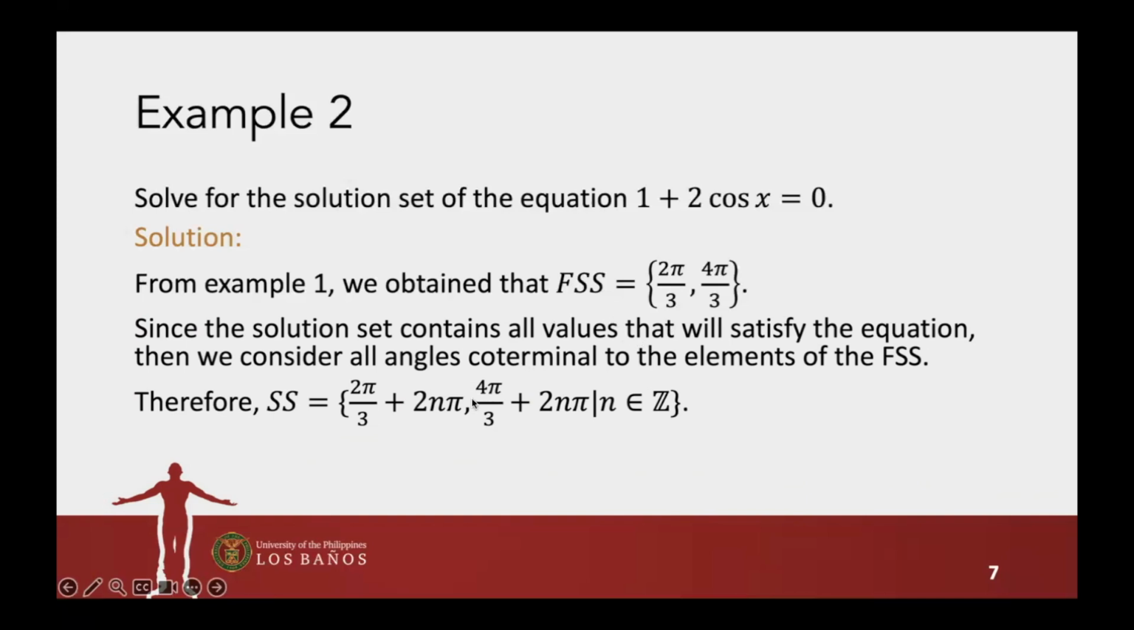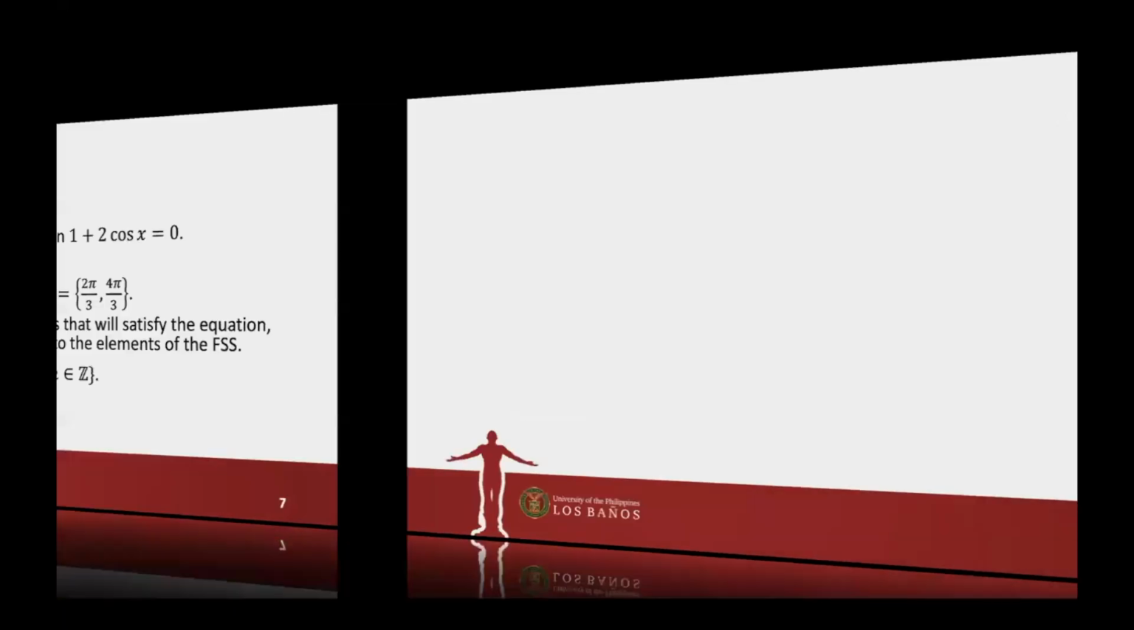Okay? Again, we are just adding 2n pi for each element of your fundamental solution set. So in this example, our fundamental solution set has the elements 2 pi over 3 and 4 pi over 3. For the solution set, we are just adding 2n pi to 2 pi over 3, and we are adding 2n pi to 4 pi over 3. And then don't forget the condition that n is an integer. All right? So let's try to look at another example.